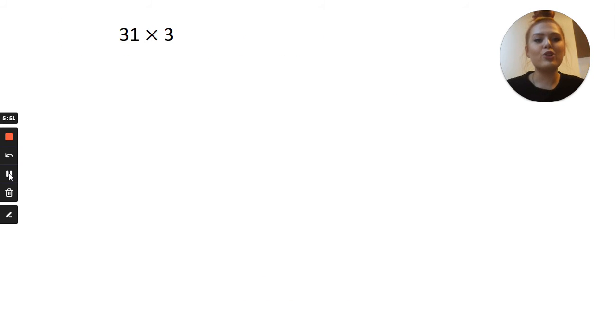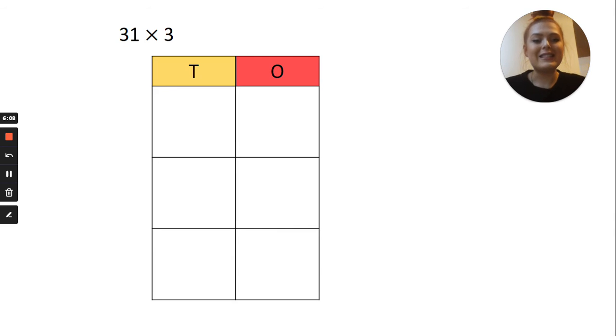As well as using pictures, we can also use a place value chart with Dean's blocks to represent our numbers, to draw them out. So here is my number, 31 times by 3. So I could draw this in a place value chart like this as Dean's blocks.